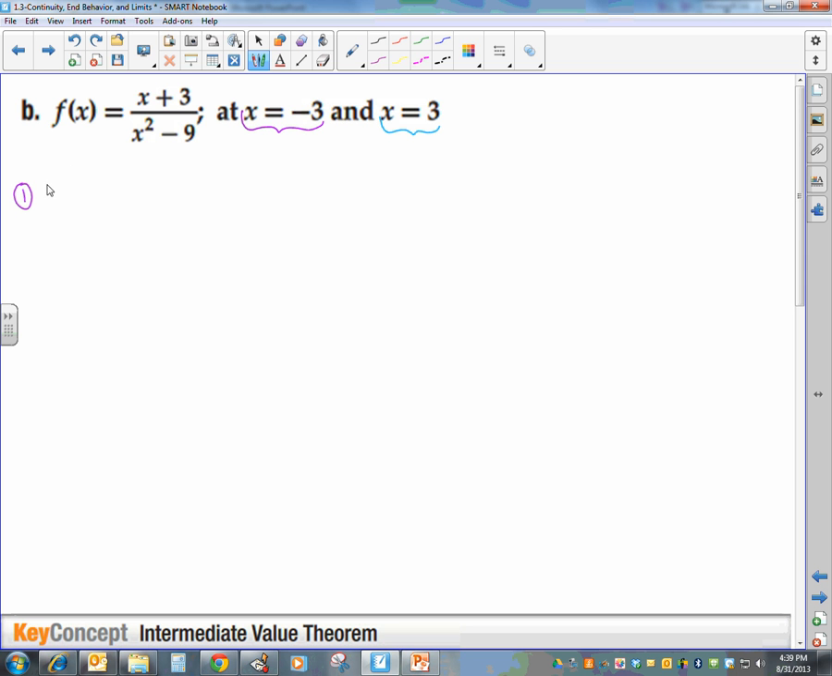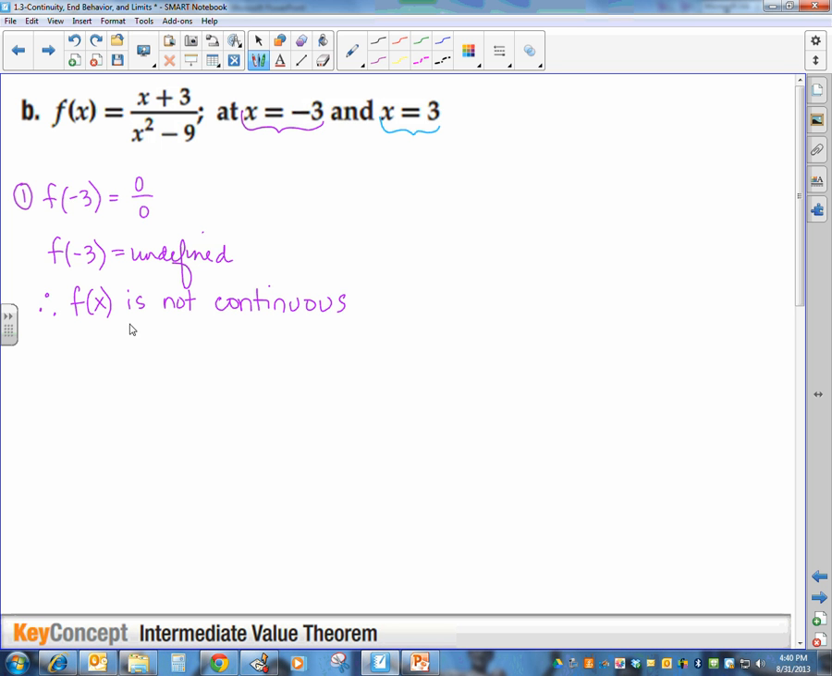Excuse me, we go plug in f of negative 3. And when you plug in f of negative 3, you get 0 over 0. And of course, we remember that division by 0 is undefined. So we say that the value, basically the function, is not defined at negative 3. Now, that's enough to tell us that it is not continuous. F of x is not continuous. However, it asked us to tell it what kind of discontinuity it had.